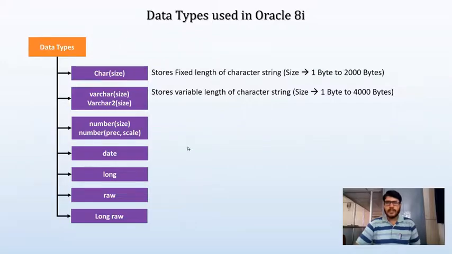Is that clear? So that is how we are going to utilize the number keyword as a data type. Sometimes we should utilize precision and scale values so that we can store even floating point numbers as well.